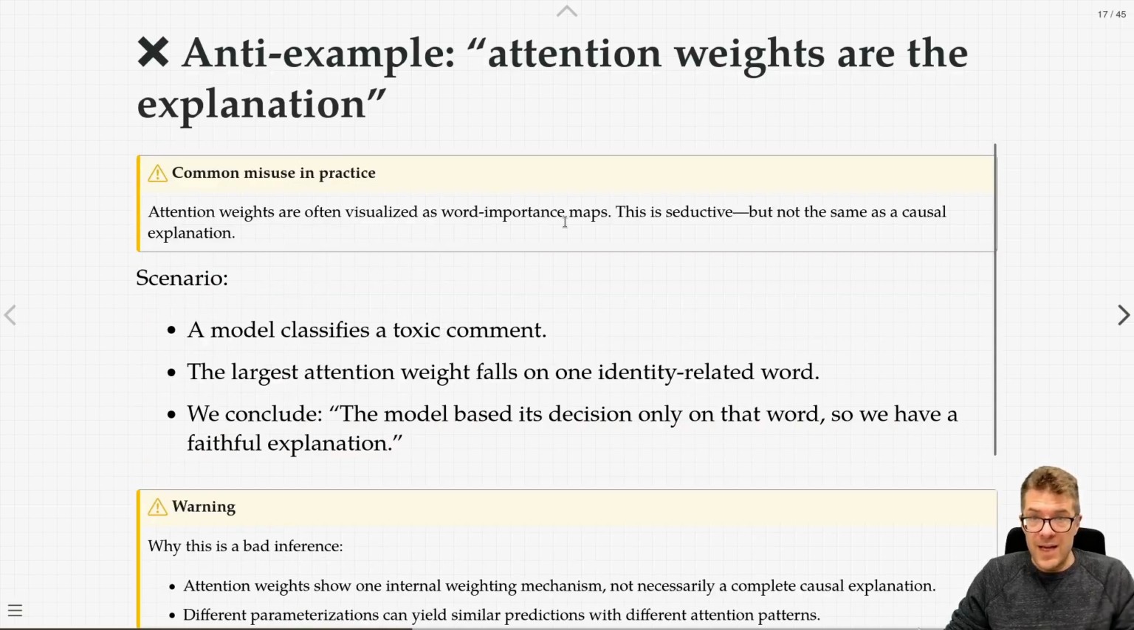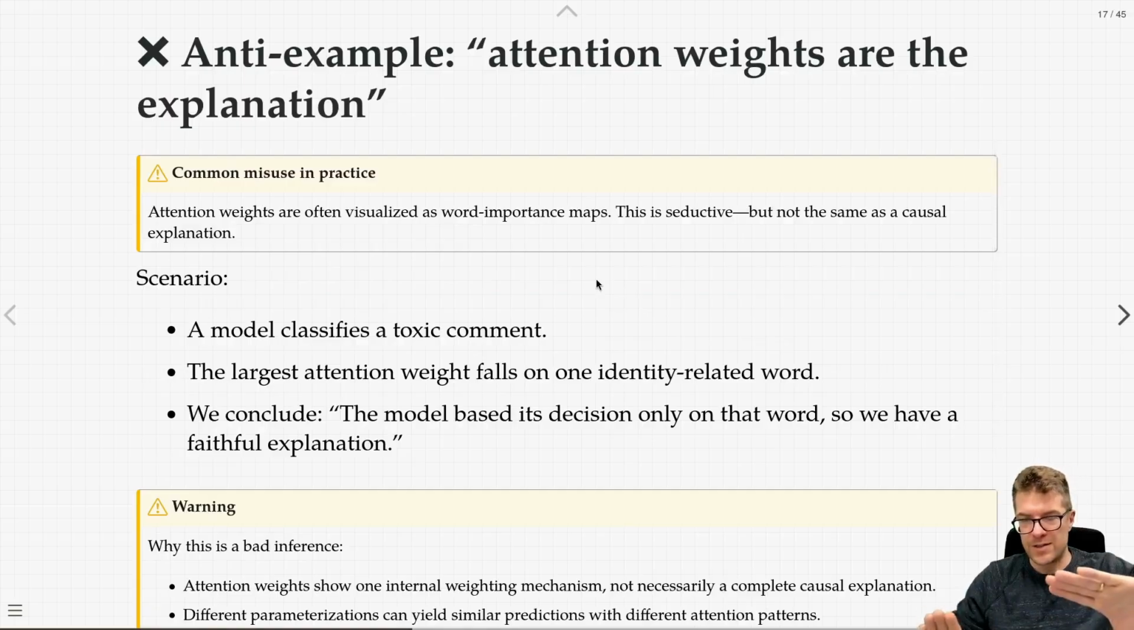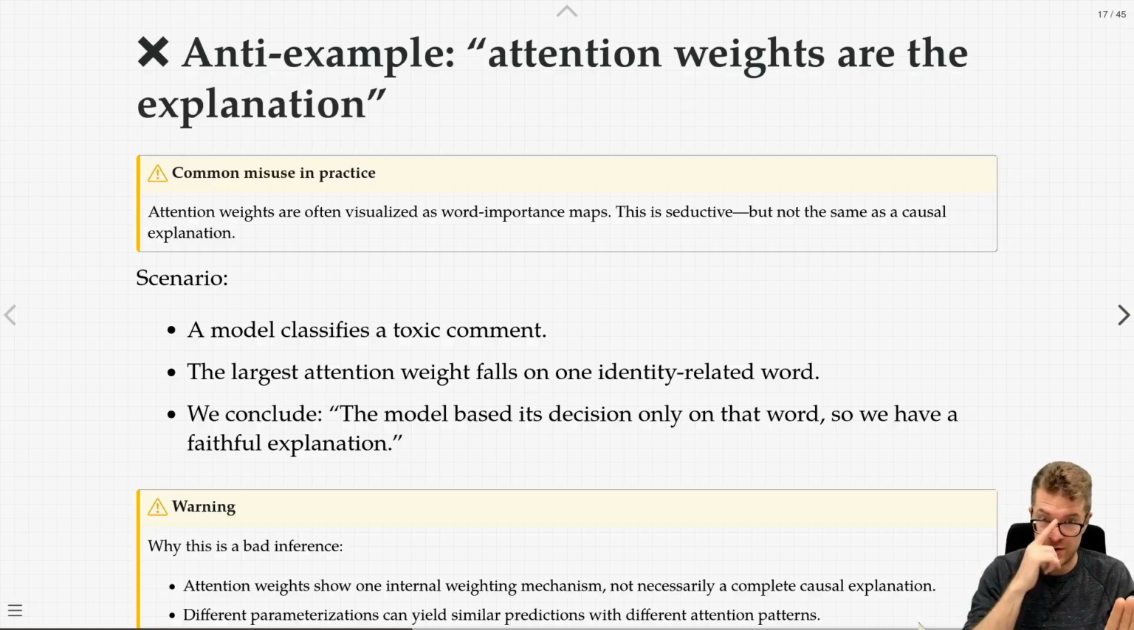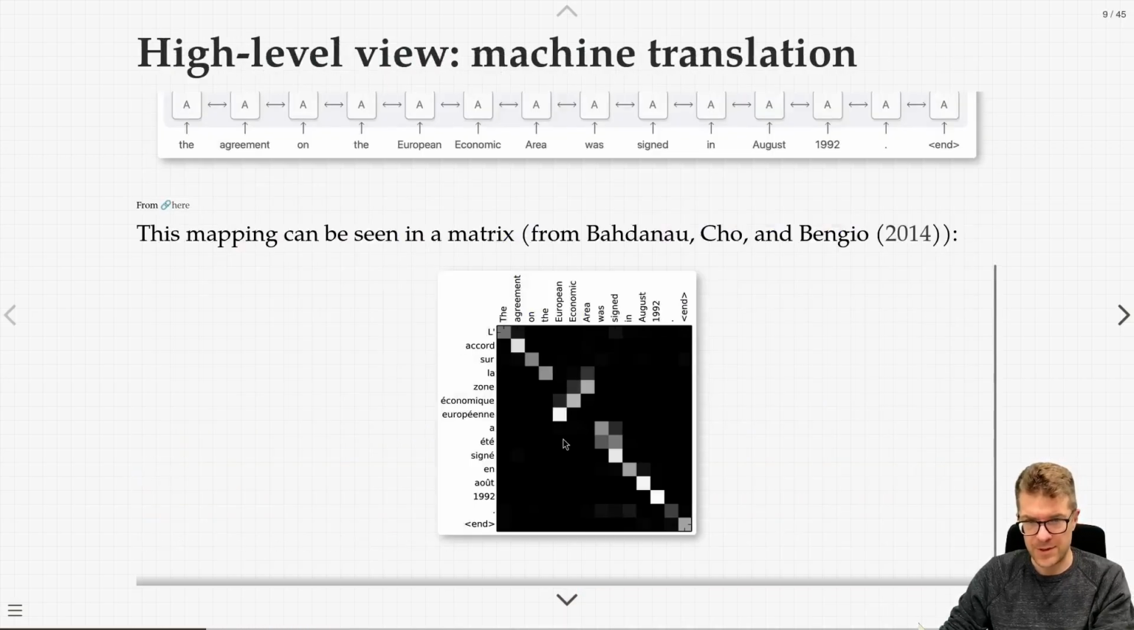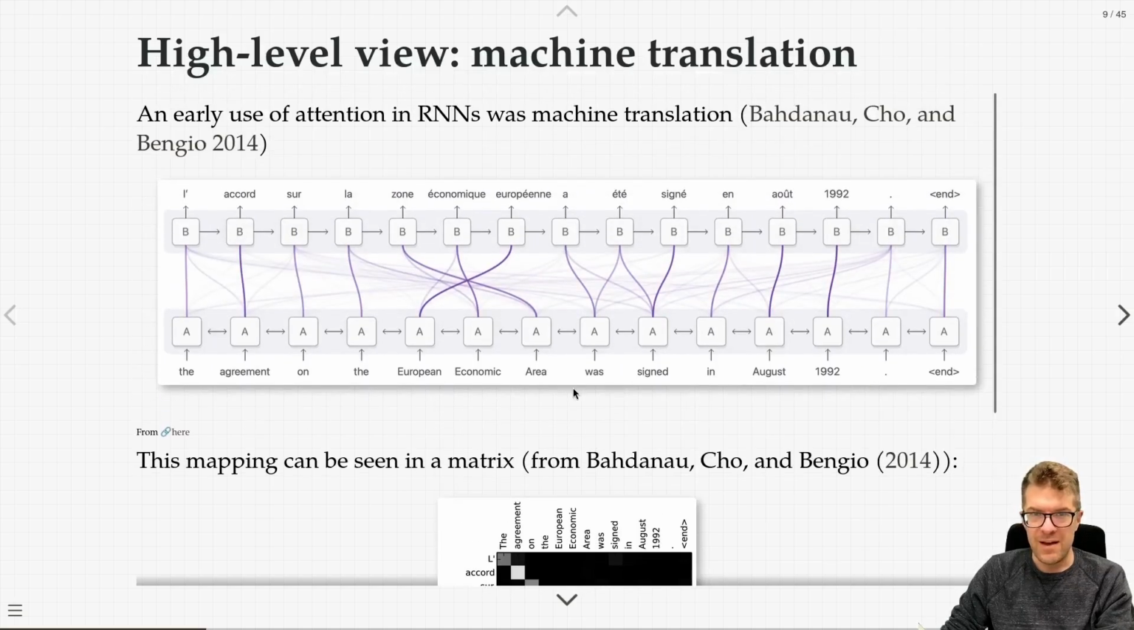Here's a bit of an anti-example. We saw this matrix already during the machine translation example. It was a black and white matrix. It showed that when I'm producing this word in the output sentence, I'm paying most attention to this word in the input sequence. I'll just go back to that for a quick moment. I was talking about this. Okay, so when I'm producing the word Européen, I'm mostly paying attention to the word European. And here's another visualization of it. And this really matches our expectation.